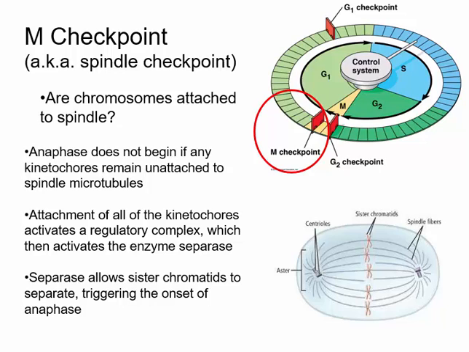If they're not, then when the cell tries to separate the sister chromatids, that isn't going to happen. So anaphase will not begin if those kinetochores are not attached. Once that occurs, then in comes that separase enzyme to cut those sister chromatids apart, and off it goes.